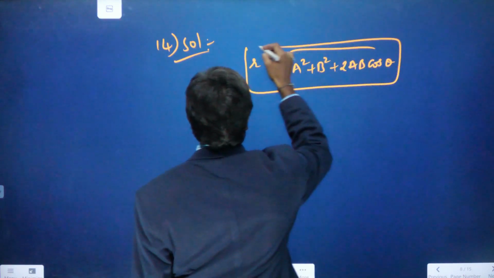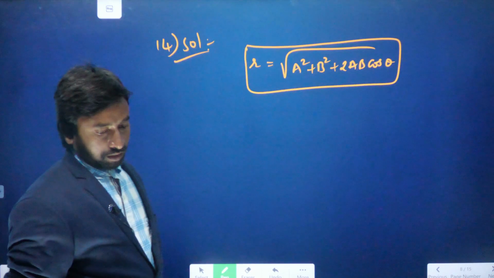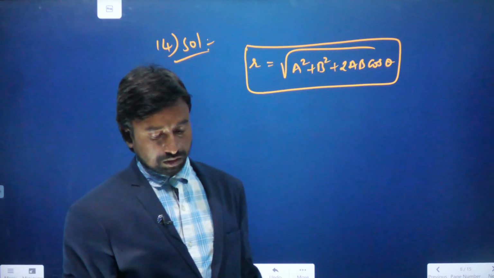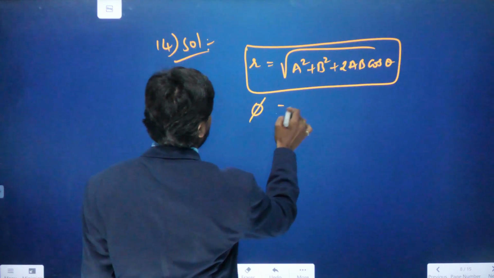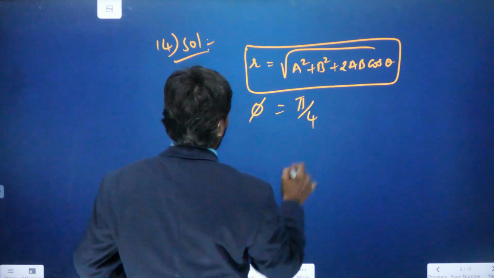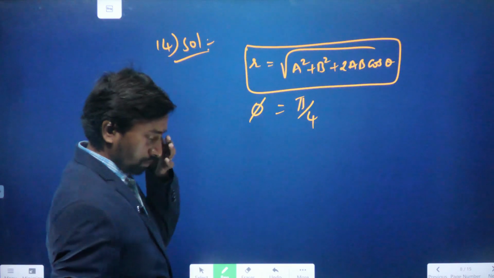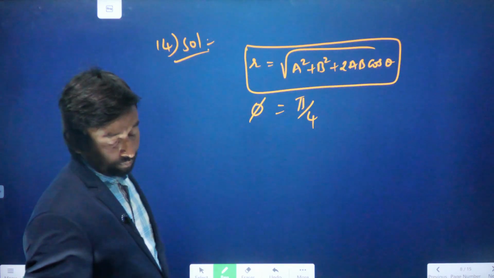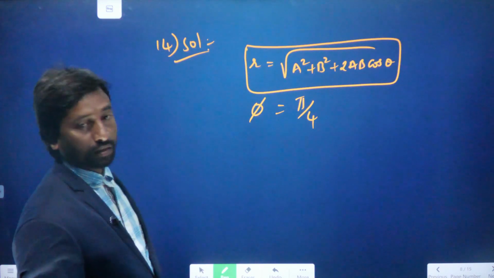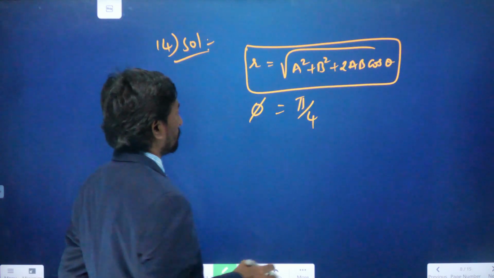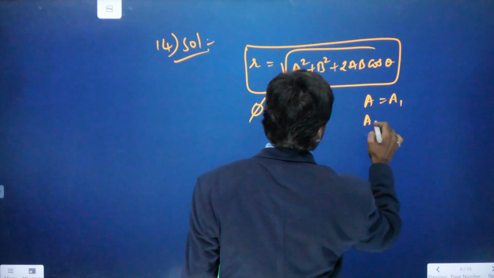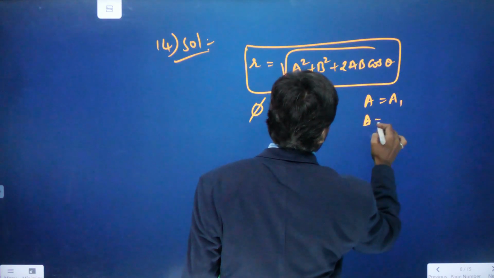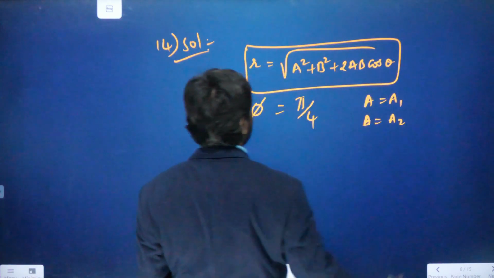There are two amplitudes given, a1 and a2, and the phase angle is given there. The phase angle phi is equal to 5 by 4, which means it is 45 degrees. If you substitute that in the equation, then we'll get the answer. So here a is equal to a1 and b is equal to a2; substitute and we'll get the answer.